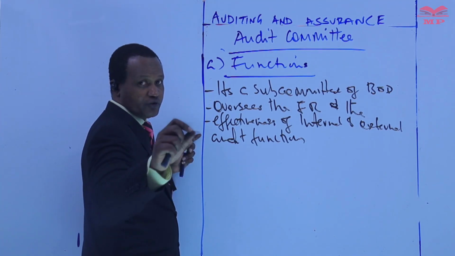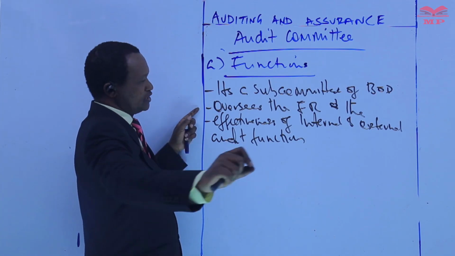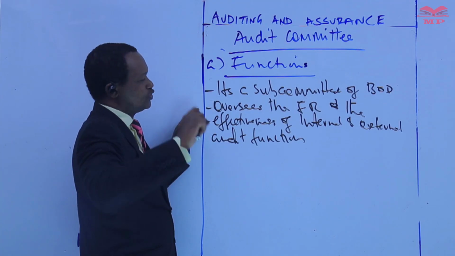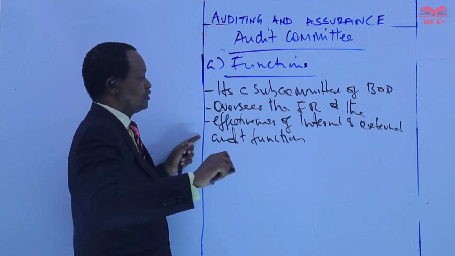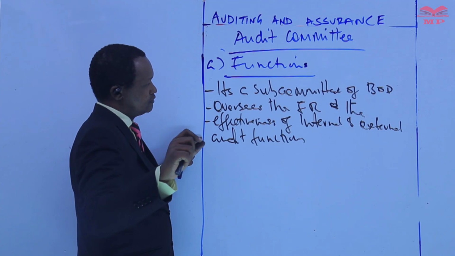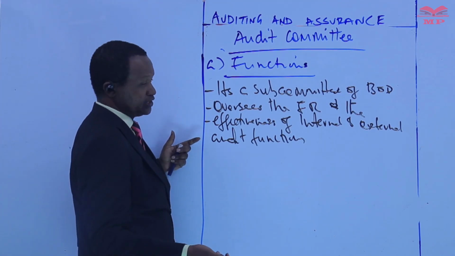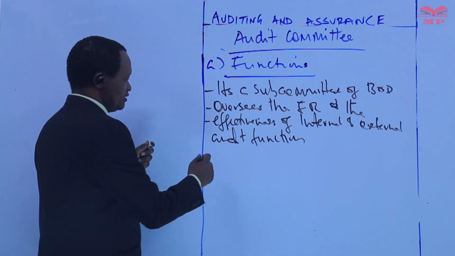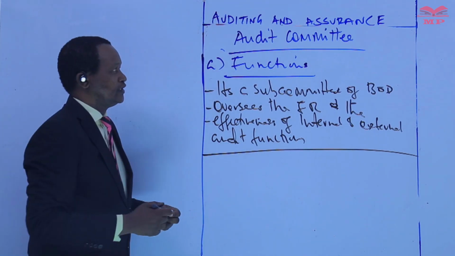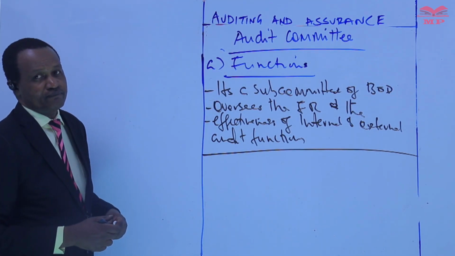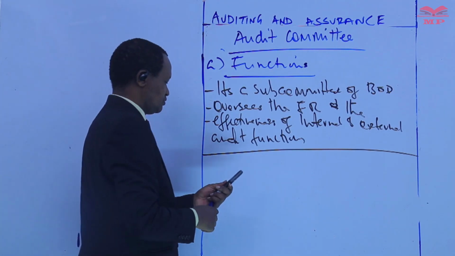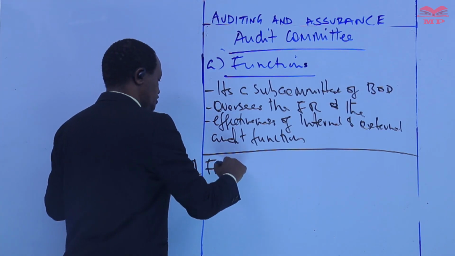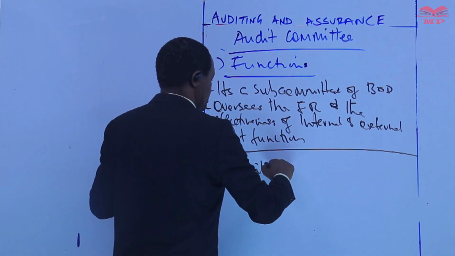It is responsible for overseeing the financial reporting process in the organization. It is also responsible for the effectiveness of the internal and external audit functions. That defines audit committee. But what are the specific functions of the audit committee? One such function is financial reporting oversight.